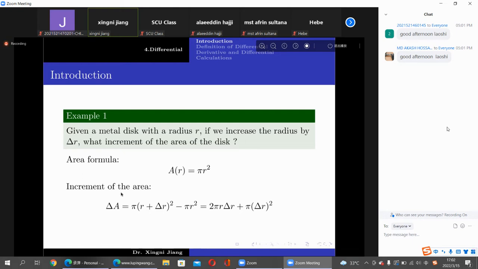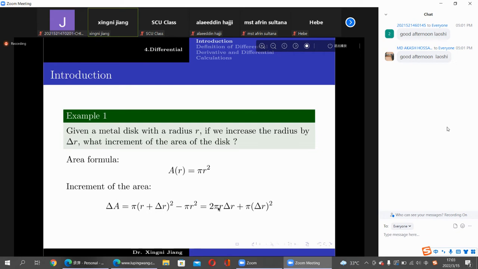And so the increment of the area is pi multiplied with the new radius squared, minus pi multiplied with r square. And you do the calculation, you get this one. So if you look at this formula, you will see this formula being divided into two parts. The first part is some kind of constant multiplied with delta r.